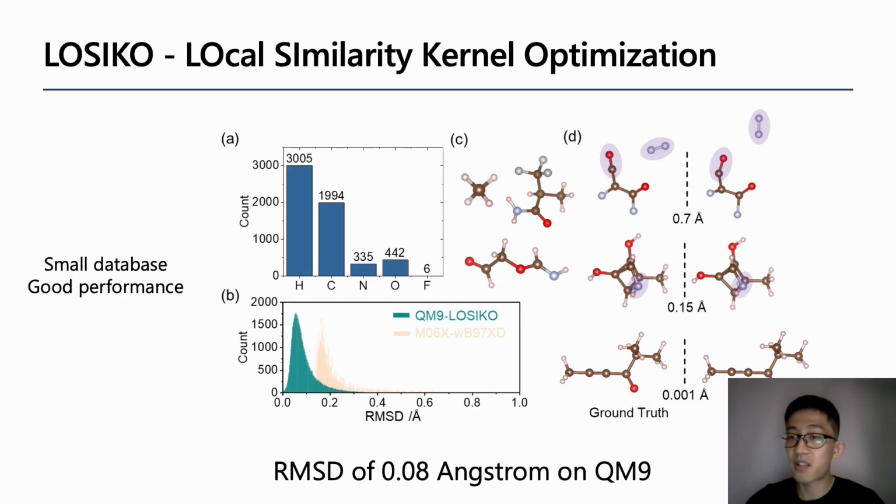So here are some benchmark results. We optimized the QM9 datasets using the method and got an RMSD of 0.08 angstrom, which is pretty good. This value is actually smaller than the difference between different quantum chemical methods. So somehow we can say that we reach a quantum chemical, a very good standard.